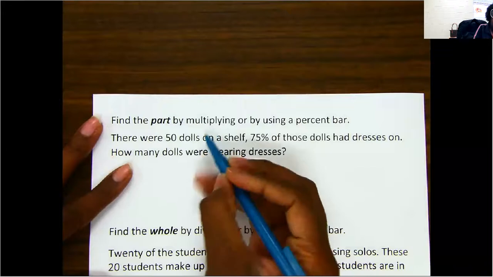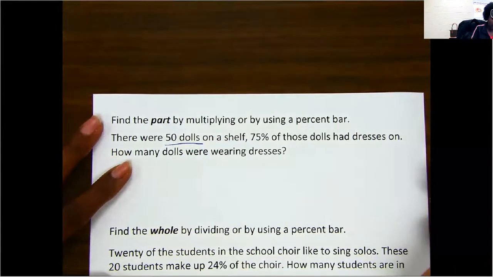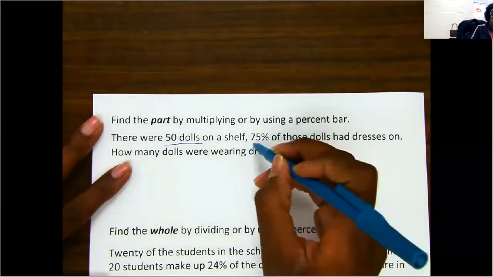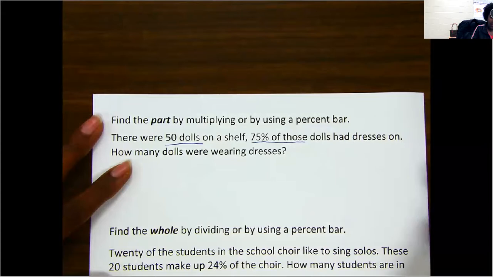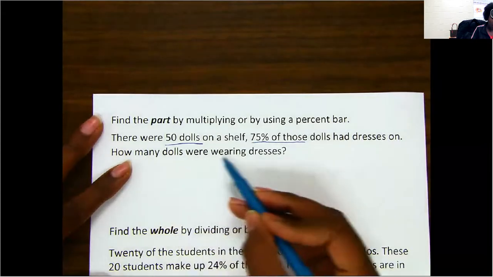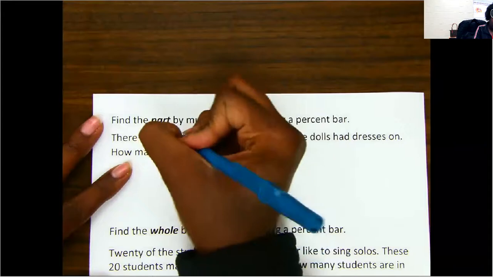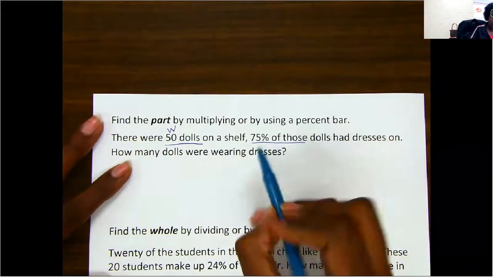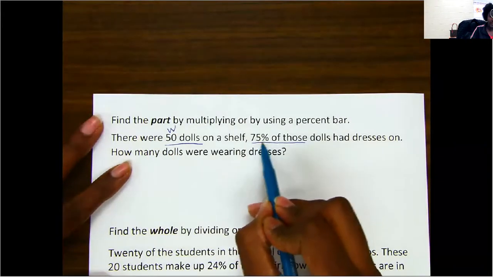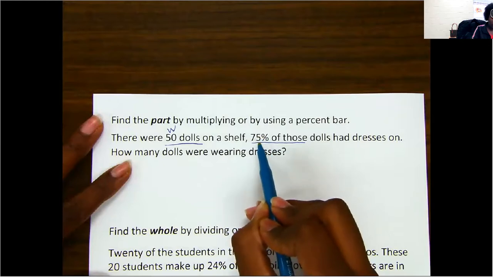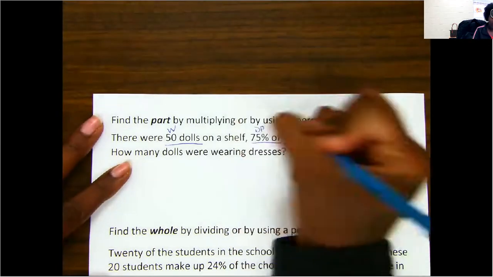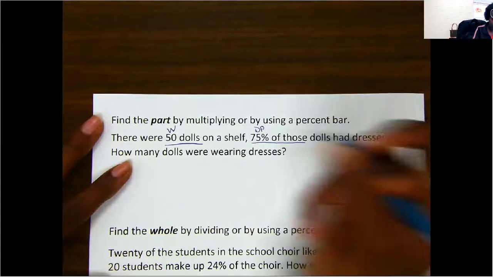All right, let's go. Finding the part. I am multiplying. There were 50 dolls on the shelf. 75% of those dolls had dresses on. How many dolls were wearing the dresses? So 50 is my whole. 75% is my part or my percent. They want us to find out what that represents. What does 75% represent? Well, remember, I can use Dr. Pepper to change my percent to a decimal.